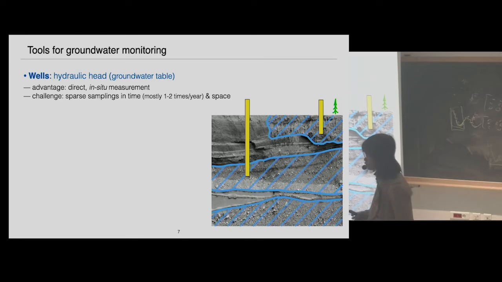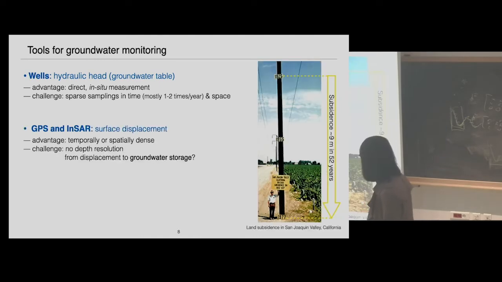It costs about $200,000 to drill a well at about 50 meters, and the price increases significantly at larger depths. So the spatial sampling of the well data is quite sparse. Moreover, the majority of wells in California are still being collected manually with once or twice samplings per year, meaning very limited temporal resolution.